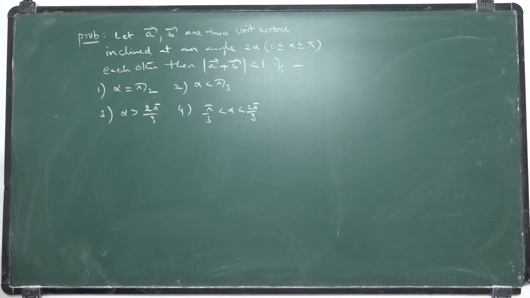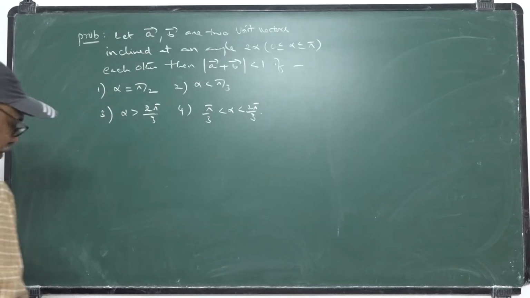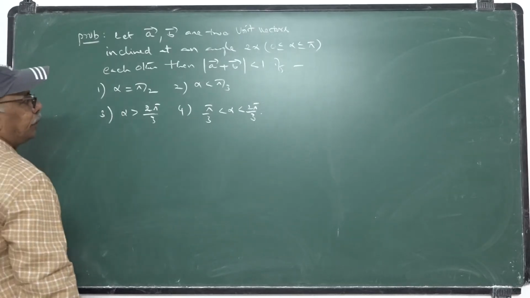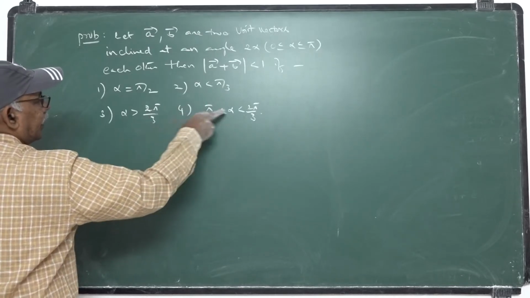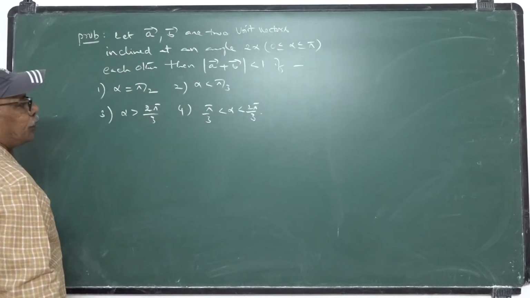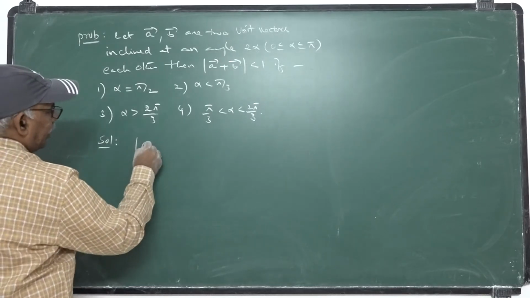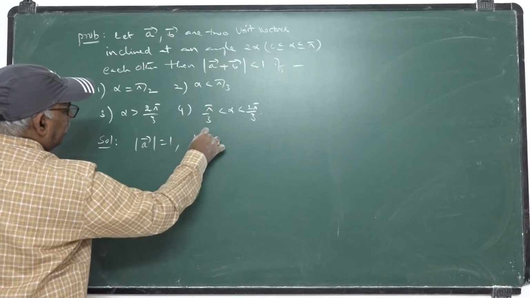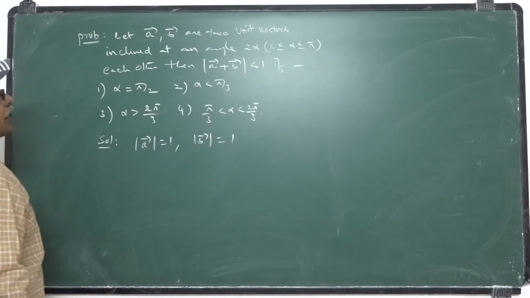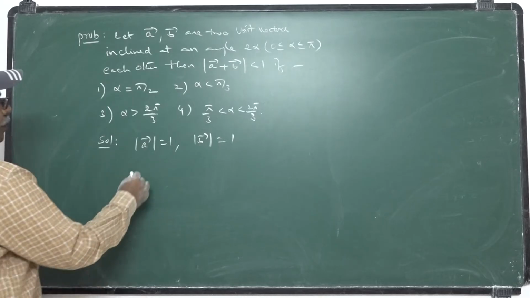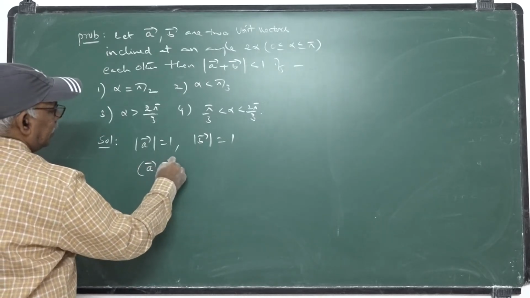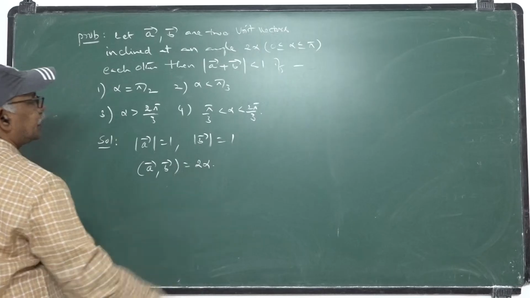A bar, B bar are two unit vectors inclined at an angle 2 alpha such that modulus of A bar plus B bar is less than 1. Then alpha follows: alpha is less than pi by 2, alpha is less than pi by 3, alpha is greater than pi by 3, or alpha lies between pi by 3 and 2 pi by 3. Mod A bar is given as 1, mod B bar is also 1, unit vectors, and the angle between A bar and B bar is 2 alpha. This is given.